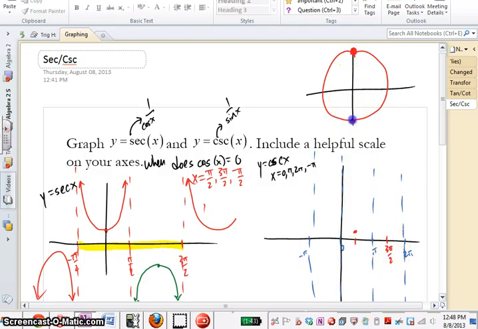Here, at 3 pi over 2, we have a sine value of negative 1. So 1 divided by negative 1 will end up on the bottom side. And we'll end up with our same U's when we divide 1 by small positive or negative numbers. And that is our graph for cosecant x. And there you have graphing either one.